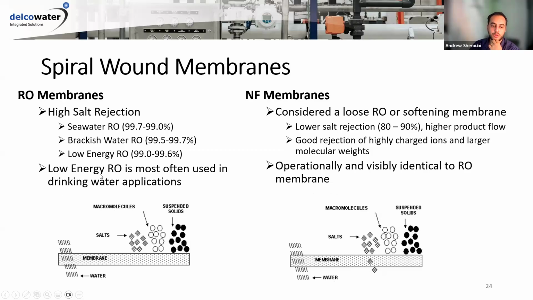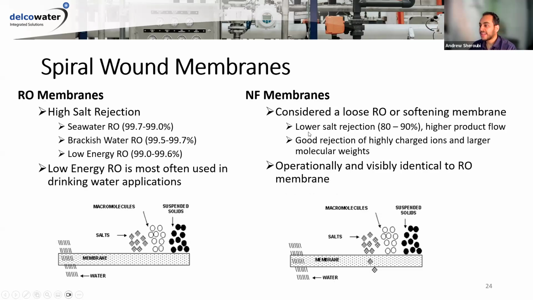We primarily use low energy ROs on well water because it takes the water out and it captures most things outside. Whereas an NF membrane will let some of the smaller particles through. But again, operationally, and visibly, it's identical to an RO membrane.